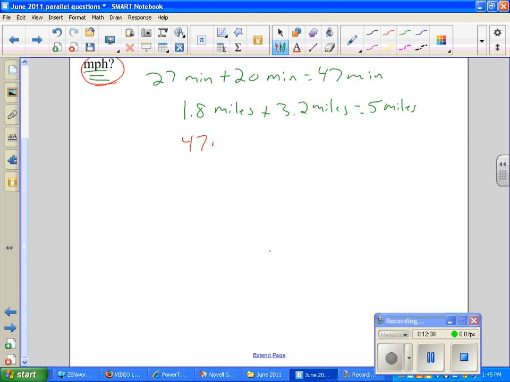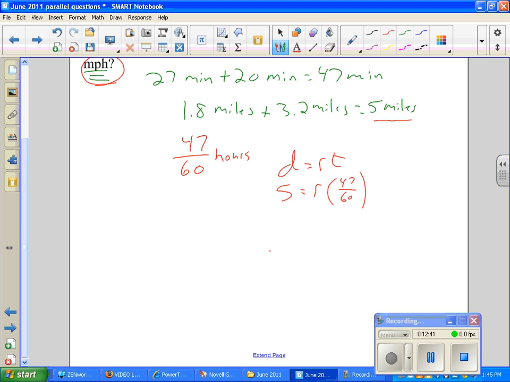there are 60 minutes in an hour. So 47 over 60 is going to be the number of hours. And 5 miles is the distance. Distance equals rate times time. Distance is 5 miles. Rate is the unknown. Time is 47 over 60.